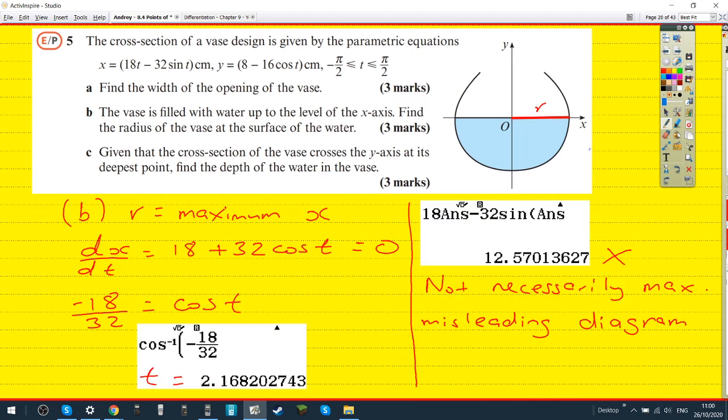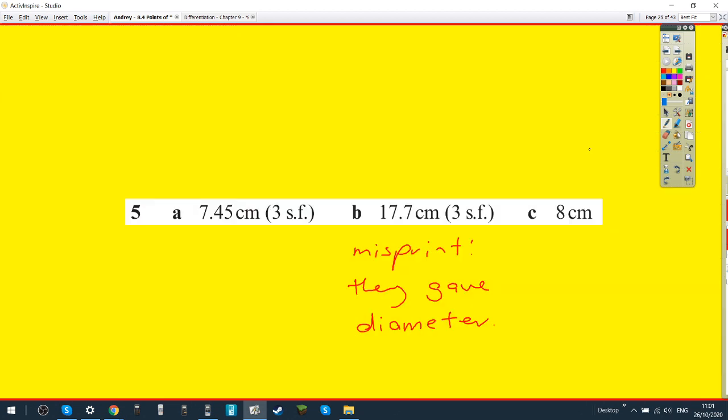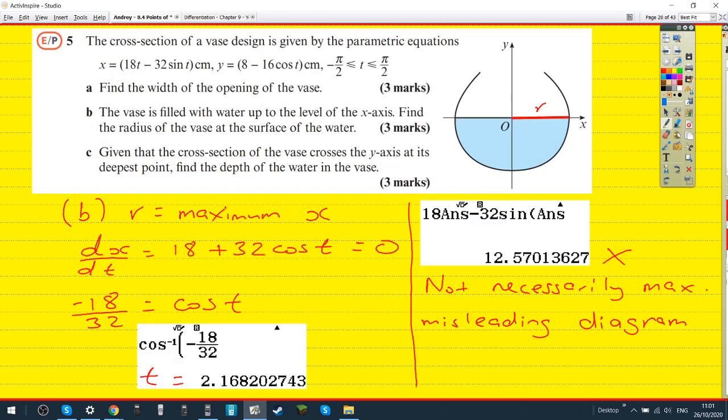Let's take a look. Misleading diagram. What's that about? We got 8 centimeters. Yes, misprint. They gave the diameter. I emailed them about this. I taught it with a previous student, and they emailed me back saying, "Yeah, you're right." And so in future editions of the book, they'll change it. This is the diameter. It took me a long time to figure it out. They did double it and then rounded it to 3 sig fig.